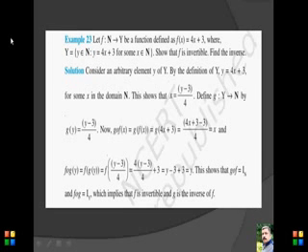Next, let f from N to Y be a function defined as f(x) is equal to 4x plus 3, where Y is equal to the set of y belongs to N such that y is equal to 4x plus 3 for some x belongs to N. Show that f is invertible. Find the inverse also. So consider an arbitrary element y of Y. By the definition, y is equal to 4x plus 3 for some x in the domain N. This shows x is equal to (y minus 3) by 4.